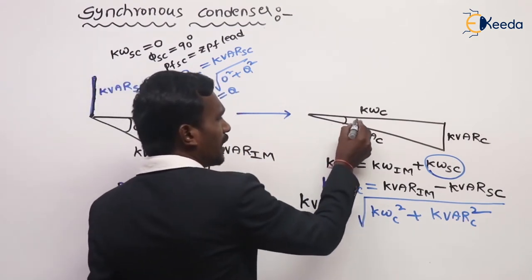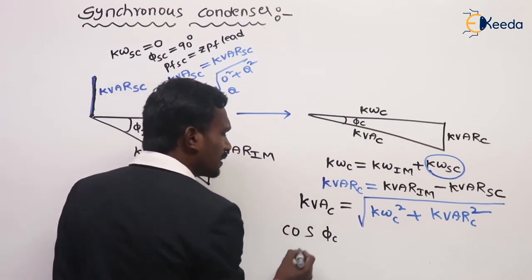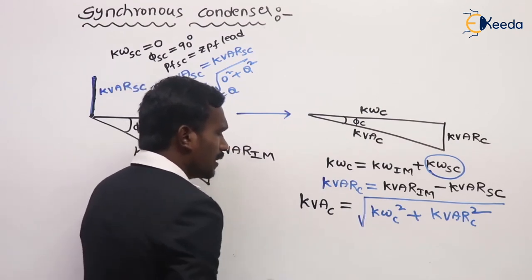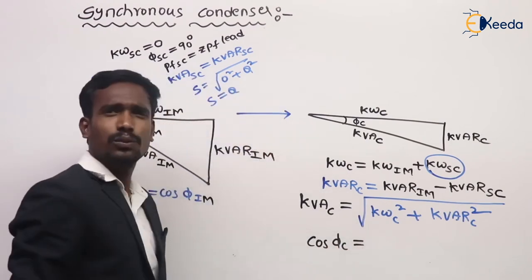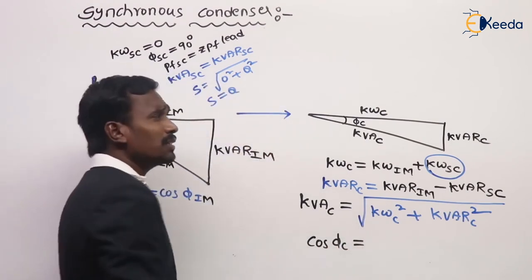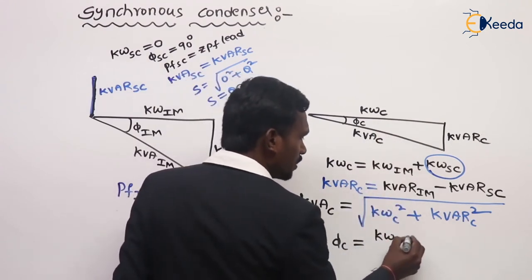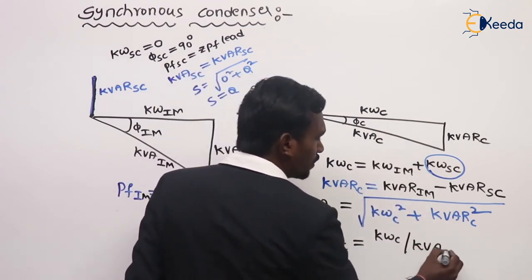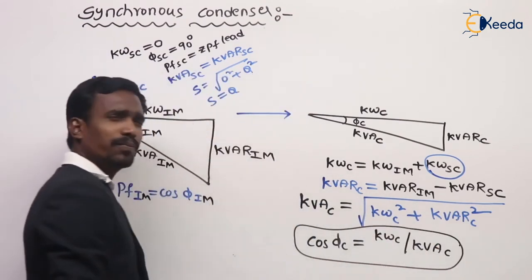This is the power factor angle of the combined. Or what is the combined power factor? Cos phi c. Cos phi c is equal to, what is cos phi c from this? Cos is nothing but adjacent by hypotenuse. This is KW upon KVA. Then you will get the power factor.